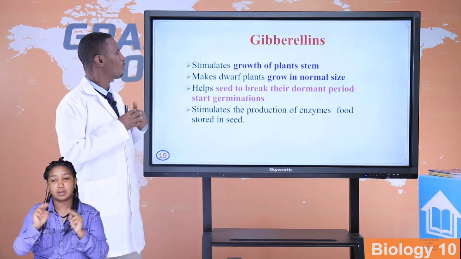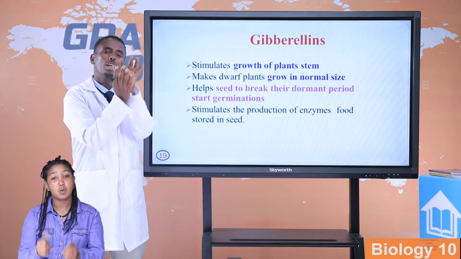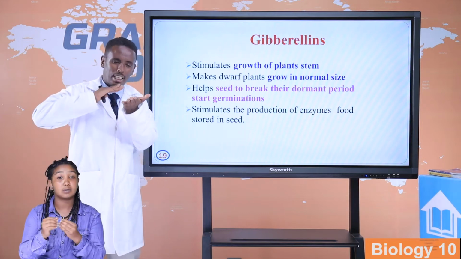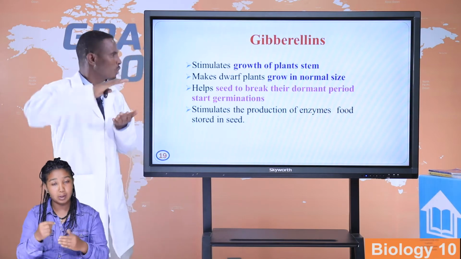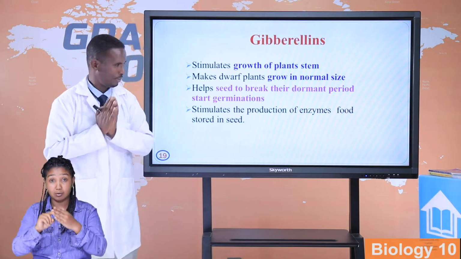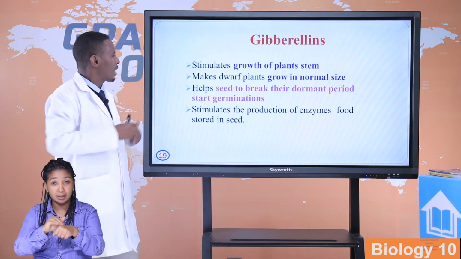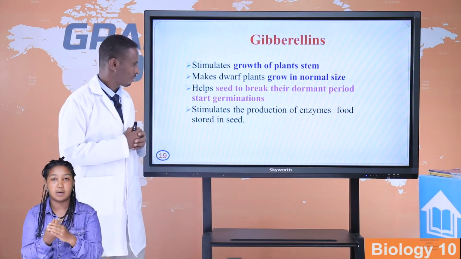It also helps the seed to break the dormant period and start germination when the condition is favorable. What do you mean by that? When there is enough water, enough optimum temperature, and enough oxygen, the seed starts to germinate. During this time, gibberellin breaks down the dormant period of the seed and starts germination.